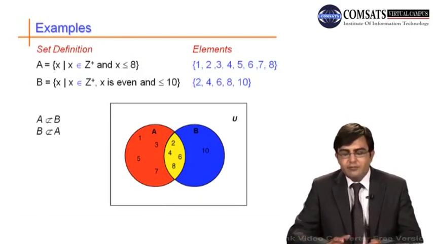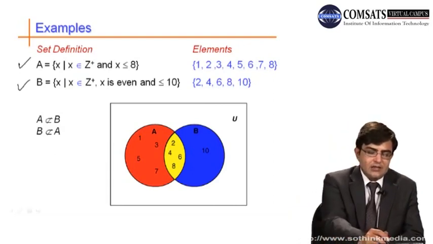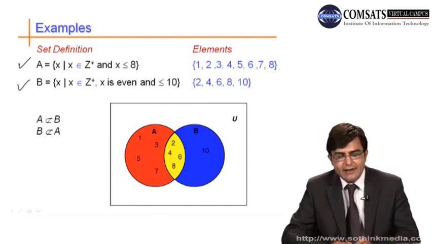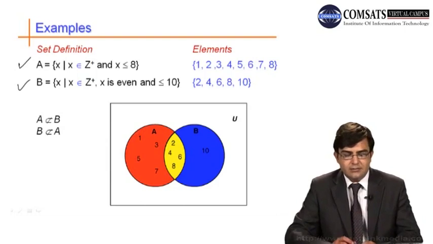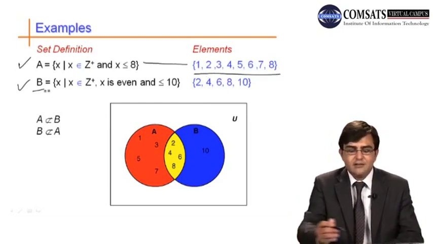Now, for example, how do we express these two sets using a Venn diagram? If the first set is A, which contains x such that x belongs to Z plus, meaning x is a positive integer, and x is less than or equal to 8, so it contains 1, 2, 3, 4, 5, 6, 7, 8.